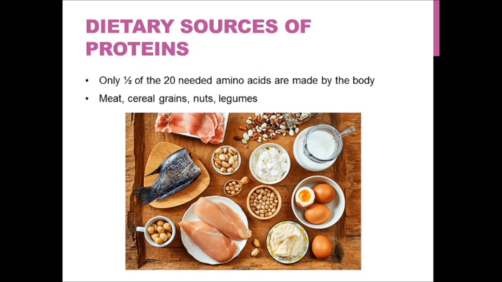Sources of proteins come from meat, from grains like cereals or quinoa or lentils, any nuts and legumes like beans. Are all really good sources of proteins.